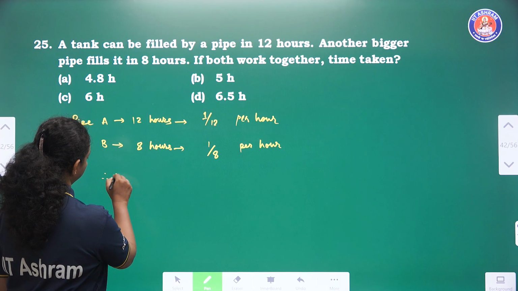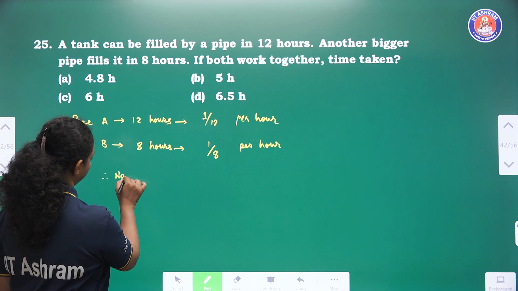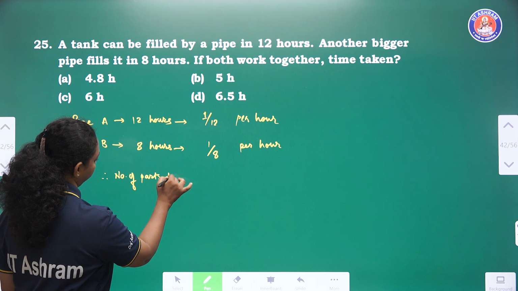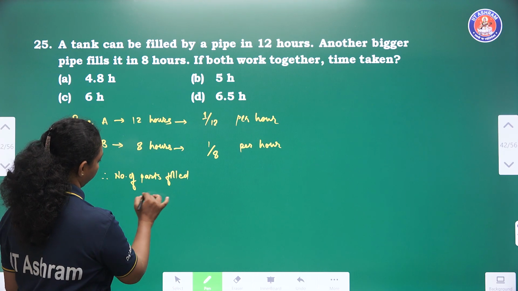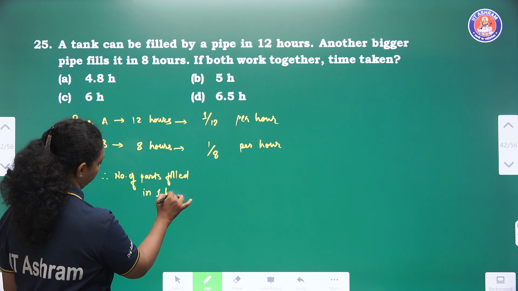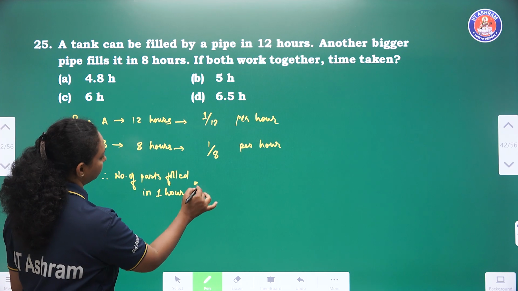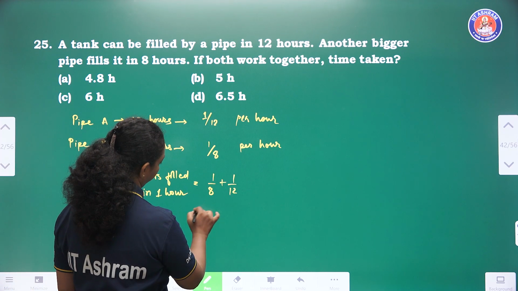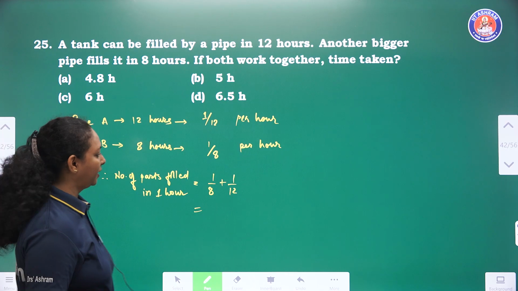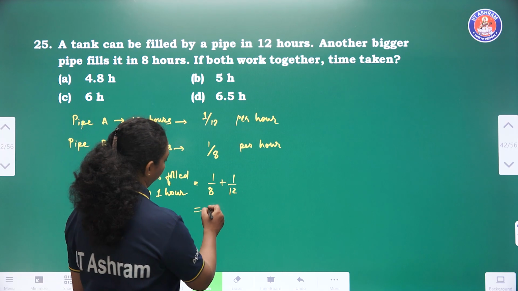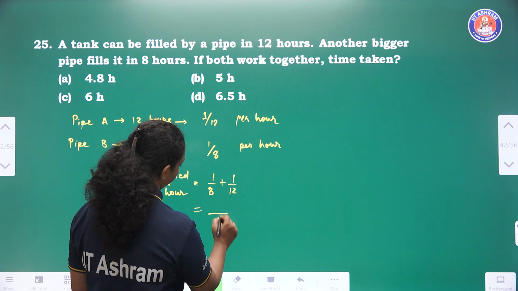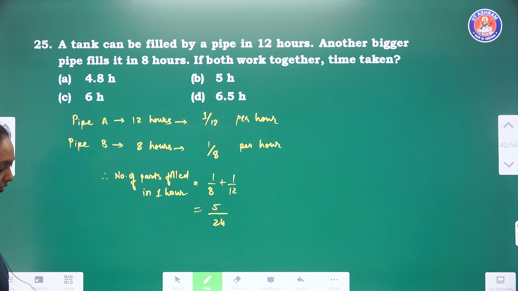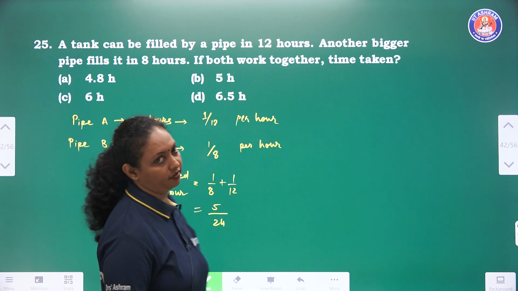Therefore, both the pipes are working, so we have to add both the works. So 1/8 plus 1/12. So the LCM is 24. So it is 5/24. But 5/24 part is filled in 1 hour.